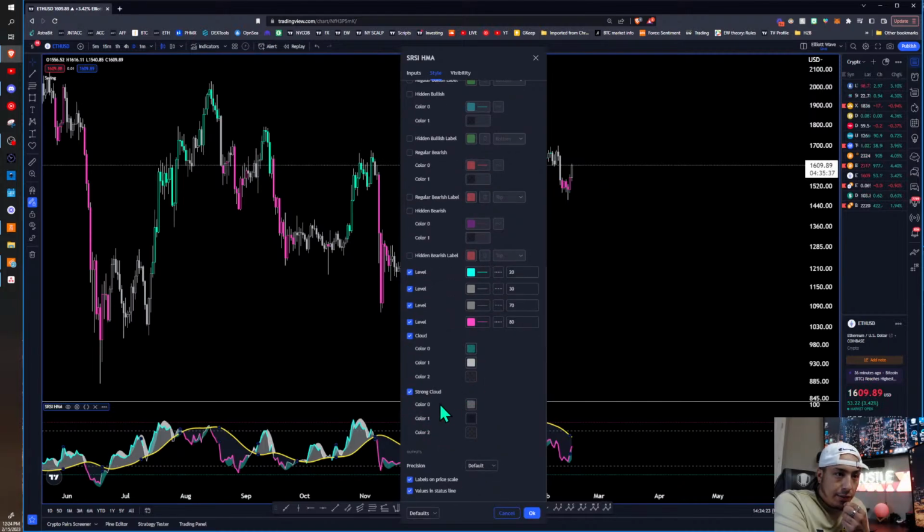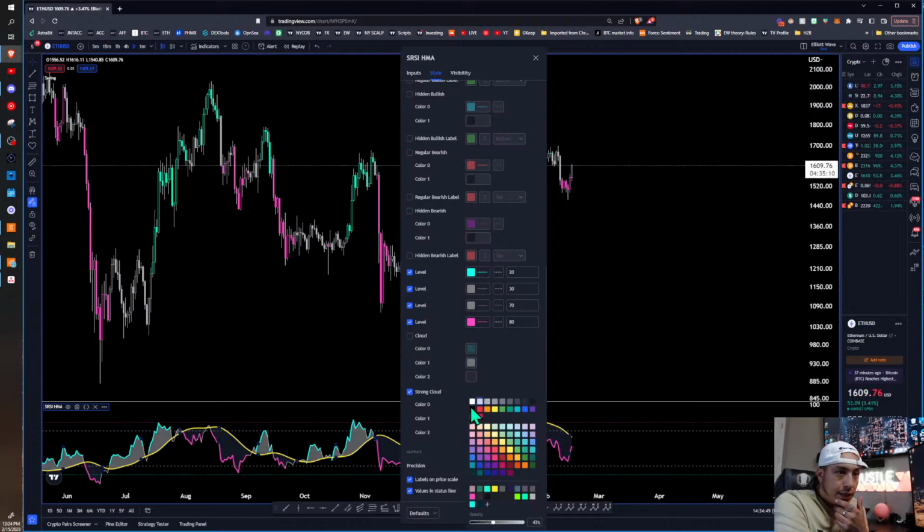And then these are our clouds, obviously. So this lower cloud is obviously the smaller one right here. That signifies when your short RSI crosses your SRSI, and your strong cloud is basically just signifying when SRSI crosses the midband. The most important one is obviously strong cloud, and again, you don't really need the midband because of that concept.